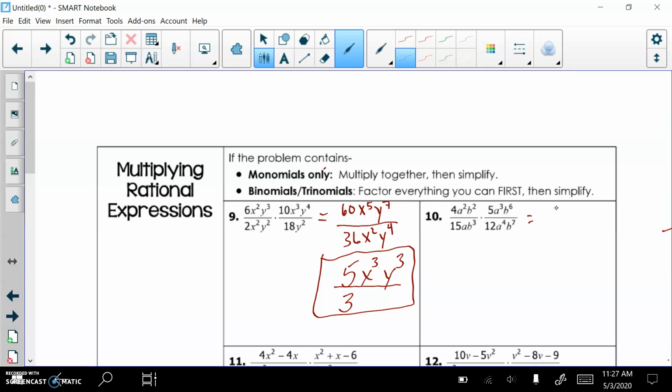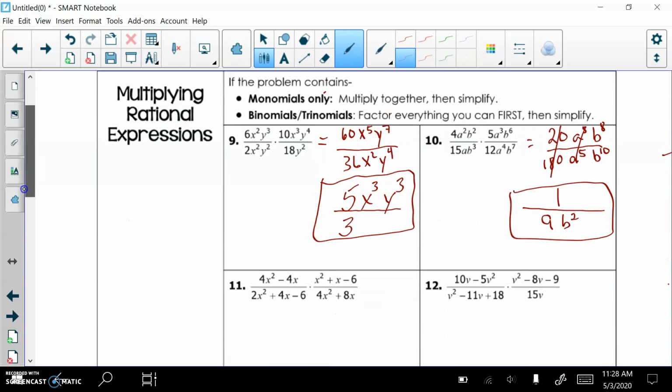Next one, easy stuff. 20 a to the fifth b to the eighth over 180 a to the fifth b to the 10th. Okay, so what's left over? You've got a 9 in the denominator. a to the fifth and a to the fifth cancel. And you have a b to the second in the denominator. Nothing is left in the numerator, so we put a 1. 1 over 9b squared.